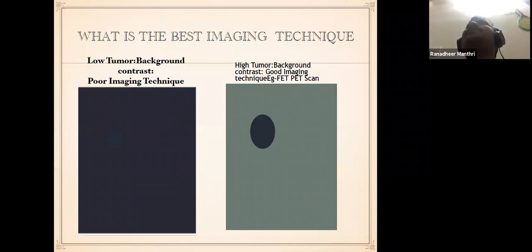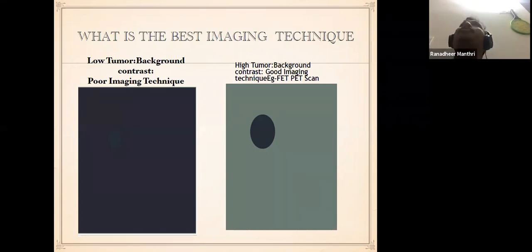The best imaging technique is where there is a very high signal and no noise, which is practically impossible. But we should have a high tumor to background ratio or high signal to noise ratio. The higher the signal to noise ratio, the better the quality of imaging. Whenever you have a good imaging technique, then you can easily identify the scan.